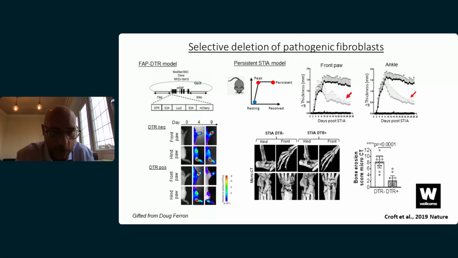we engineered a FAP DTR mouse in which we coupled the FAP gene with the diphtheria toxin receptor gene. Mice don't normally express diphtheria toxin receptor. So with this gene cassette, every time the cell expresses FAP, it also expresses the diphtheria toxin receptor. That means when you give diphtheria toxin to the mouse, you selectively deplete or kill those cells which are expressing FAP. And we've tagged this to a bioluminescent signal.